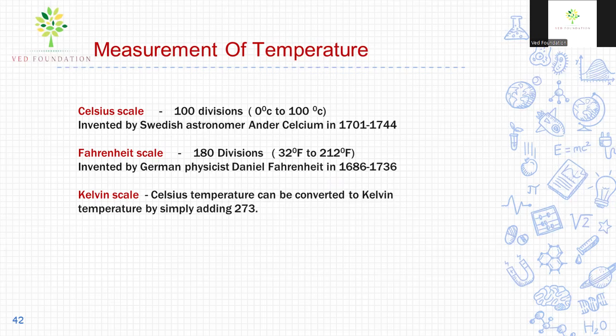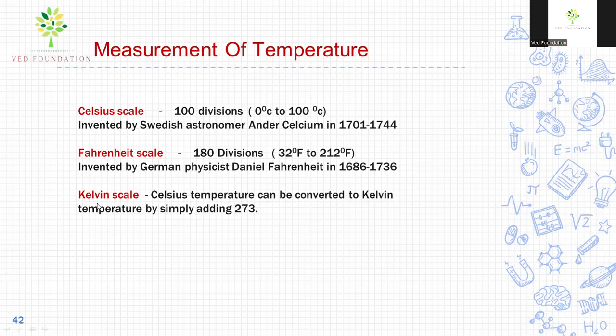to 1744. Fahrenheit scale. In Fahrenheit scale, there are 180 divisions from 32 degree Fahrenheit to 212 degree Fahrenheit. 32 degree Fahrenheit means 0 degree Celsius and 212 degree Fahrenheit means 100 degree Celsius. So there are 180 divisions. If you subtract 32 from 212, you will get 180. Means in Fahrenheit scale, there are 180 divisions, and they are from 32 degree Fahrenheit to 212 degree Fahrenheit.